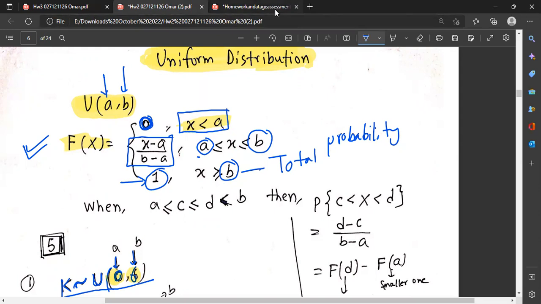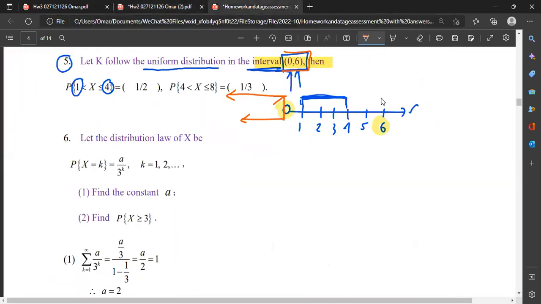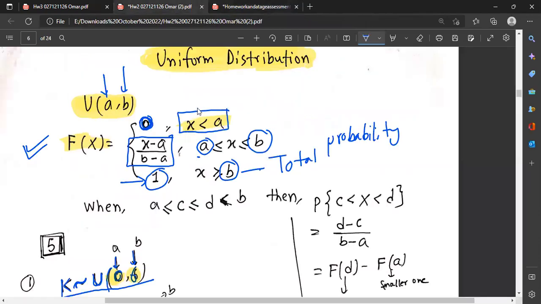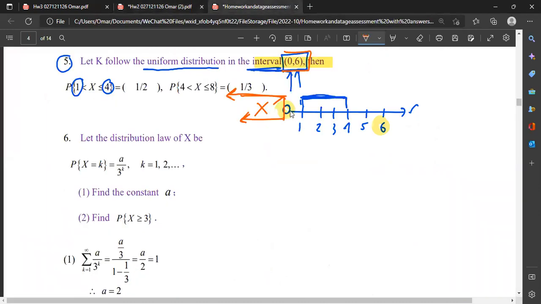As I have drawn a line here, you see firstly X is less than 0, right? So this part, there is nothing, so it will be 0. And then X is between A and B, right? So it will be X minus A by B minus A. A is 0 and B is 6. So X is between A and B, that means here. So the formula will be X minus A by B minus A.